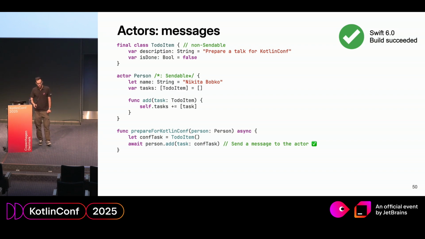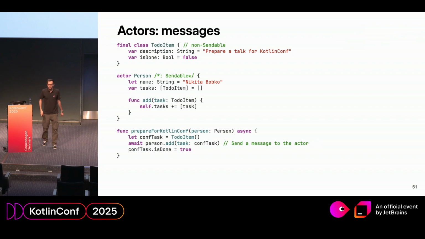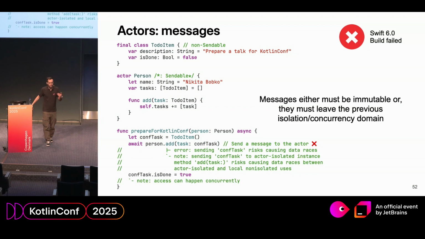Here we constructed a todo item object, and then we send it over to an actor. We send it in a message, it leaves the previous isolation domain and gets into the isolation domain of the actor. We never access that object anywhere where it was constructed. But if we try to access that object just after we handed it over to the actor, that's the moment that Swift would get angry at us. So the idea here is that messages either must be immutable or they must leave the previous isolation domain.